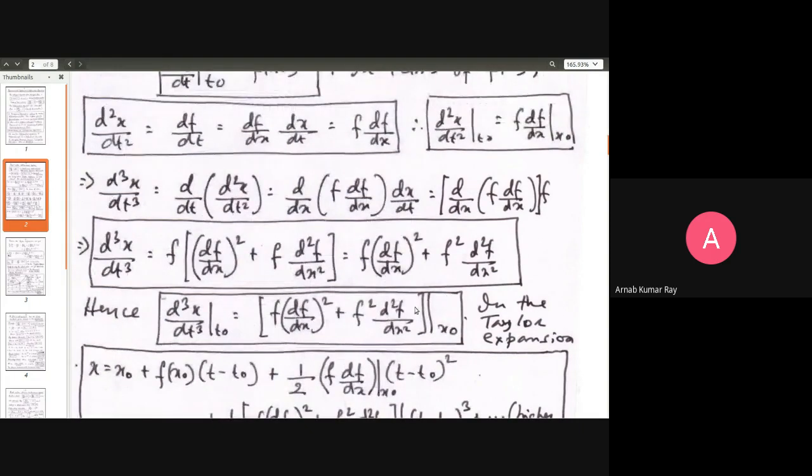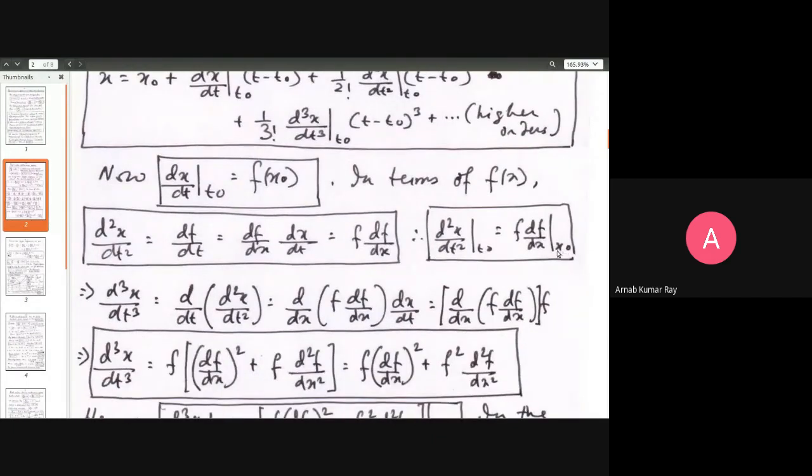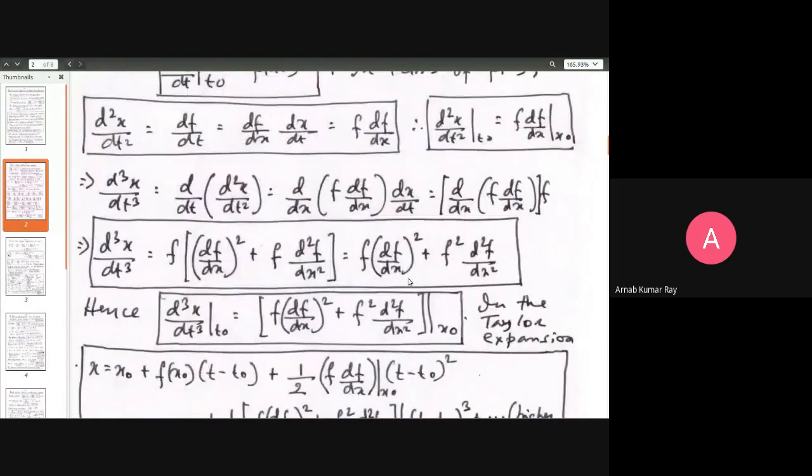at x naught. So as soon as I eliminate t explicitly, then we'll have to prescribe everything in terms of the value x naught, right? So that is how it is.